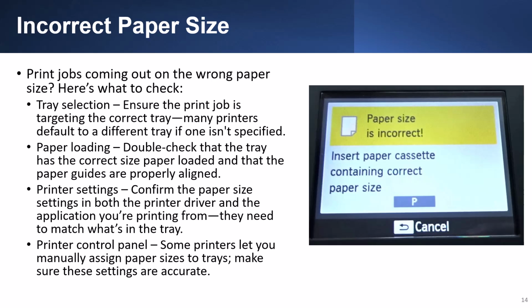aligned. Printer settings. Confirm the paper size settings in both the printer driver and the application you're printing from. They need to match what's in the tray. Printer control panel. Some printers let you manually assign paper sizes to trays. Make sure these settings are accurate.